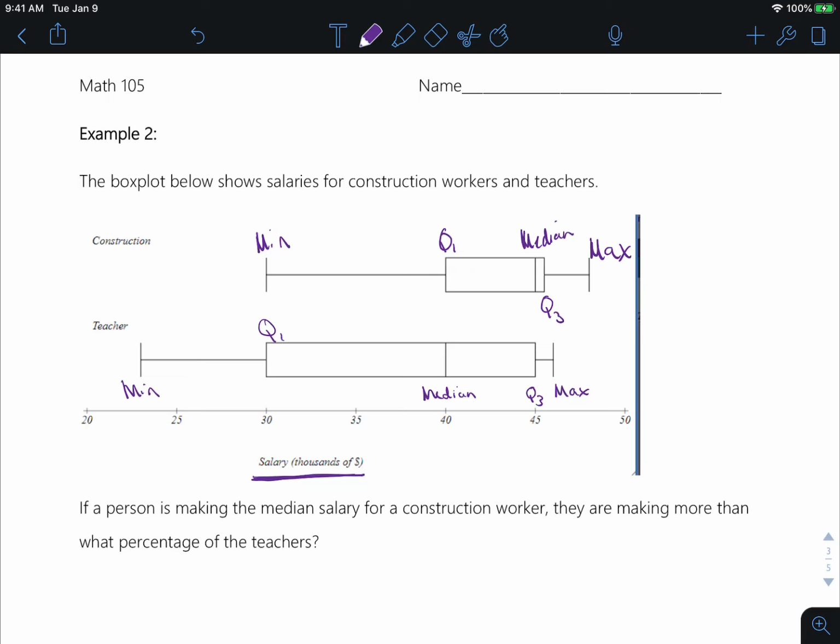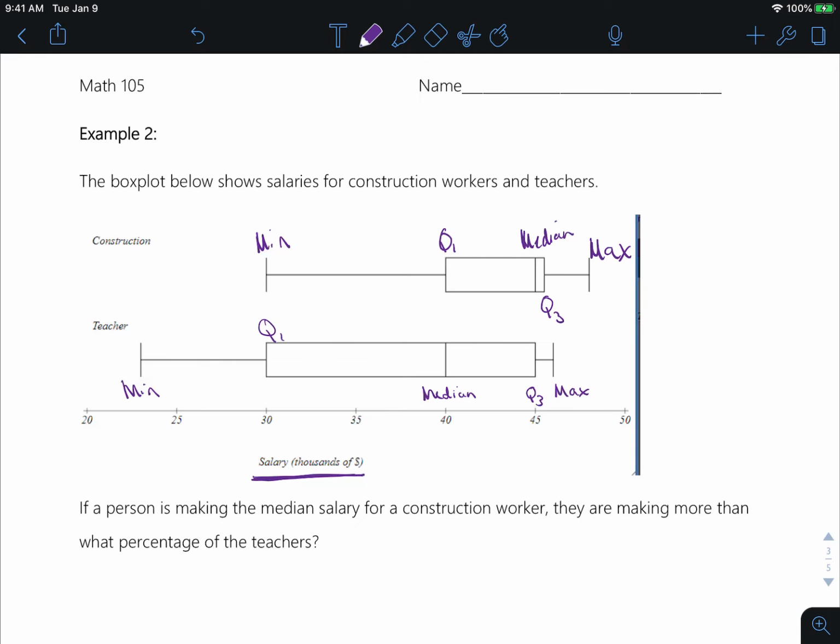Okay, so let's just talk about things. It looks like teachers, when they start their career, the very minimum they make is less than construction workers. Do we agree with that, just off this graphic? It looks like construction workers make more than teachers at their maximum, but just by a little bit.